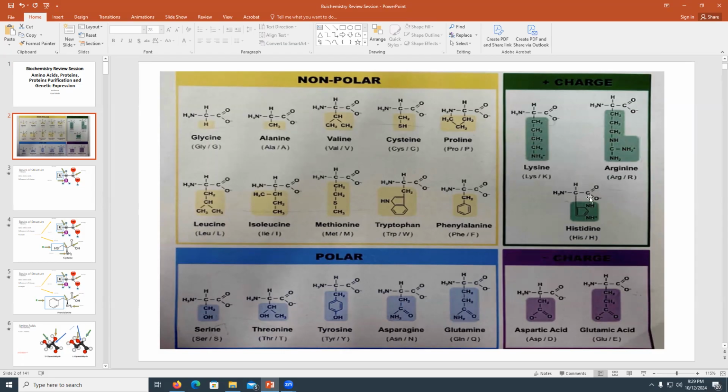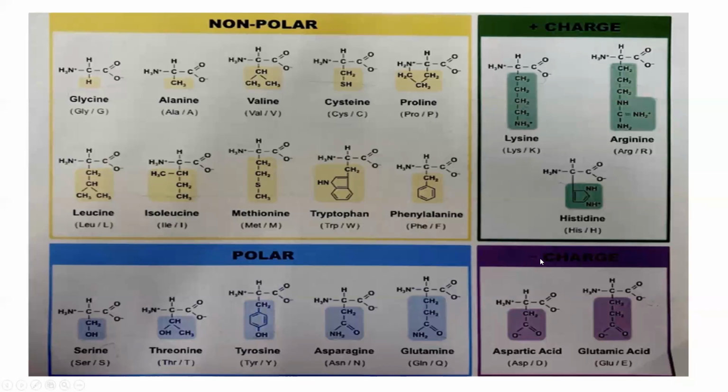So if you are polar and positively charged, you are lysine, arginine, or histidine, and you always have a positive charge. And if you are polar and negatively charged, that means your carboxylic group is ionized and it is negatively charged. In the positively charged polar groups, the amino group is ionized and it is positively charged. And this is happening at physiological pH.